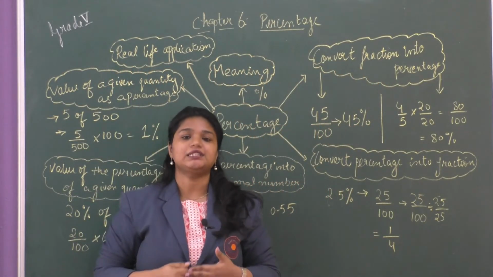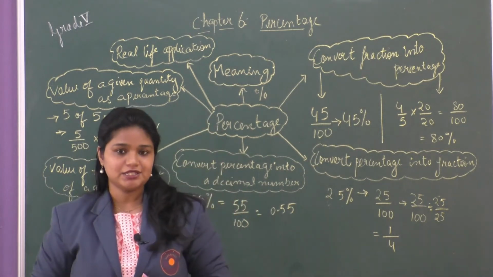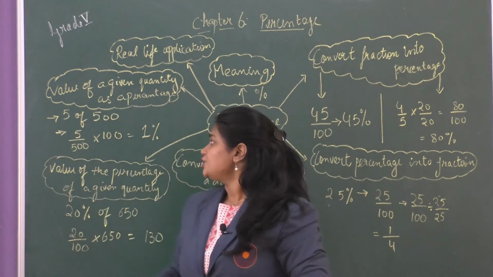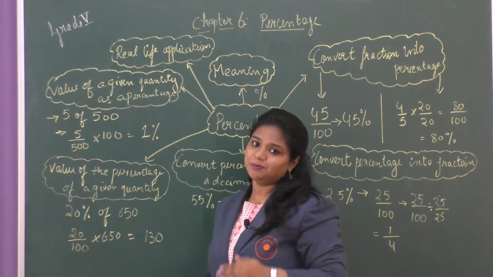We have completed the 6th chapter, that is percentage. Now let's quickly revise this chapter with the help of a mind map. So this is the mind map of chapter 6, percentage.